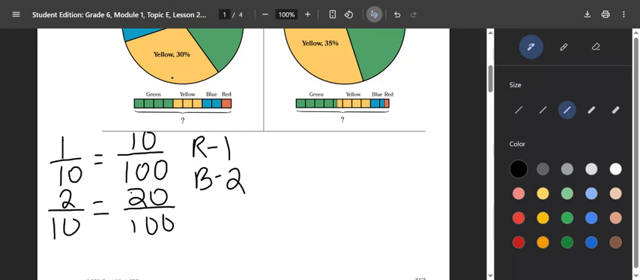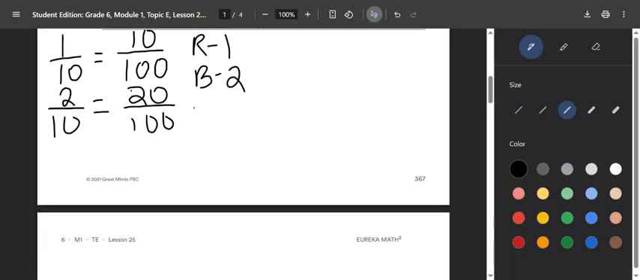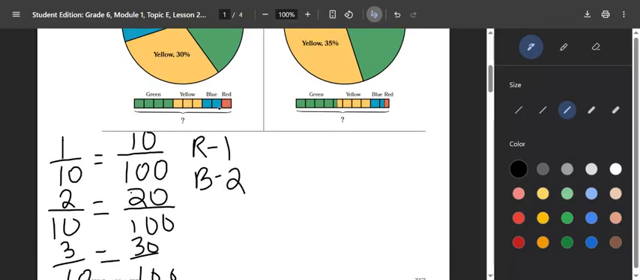And then for the yellow, that's 30%. And on your tape diagram, that's 3 out of 10. So 3 out of 10 is 30 out of 100. So for the yellow, she can have 3 balloons.